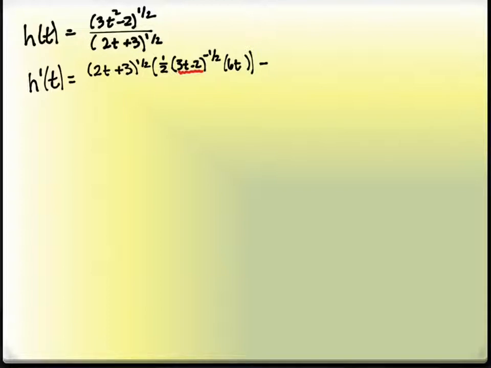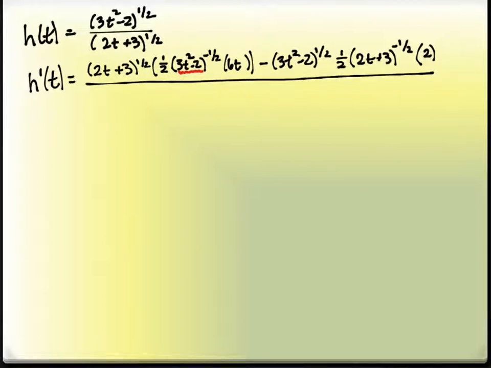Okay. Now we need the numerator rewritten, so that's the 3t squared minus 2 to the 1/2. And I need the derivative of the denominator. So the derivative of the denominator, again, has a 1/2. And then I can rewrite the piece in the middle, 2t plus 3 to the negative 1/2. And then what's the derivative of 2t plus 3? 2. Awesome. Now here's the cool thing. I mean, that numerator is horrid. We're going to have a lot to clean up there.